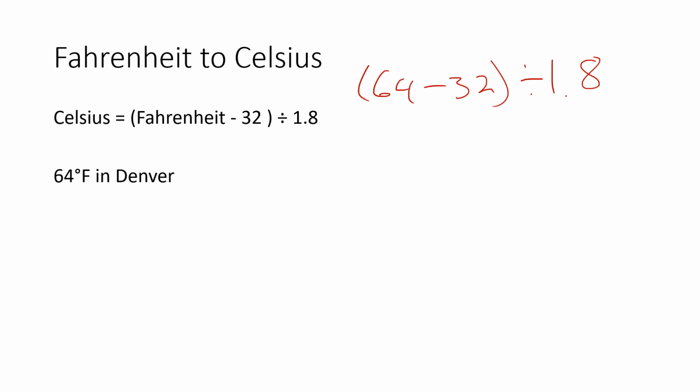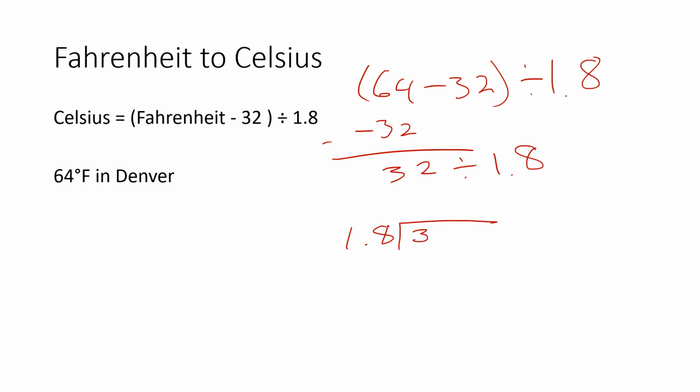64 minus 32 gives us 32. So now we have 32 divided by 1.8. And hopefully you remember your division with decimals. We can set up our problem like this, 32 divided by 1.8. Remember, we have to take that decimal, because we cannot divide by a decimal, and move it over to the right. And the same is true about the decimal on the inside back here behind our 32.